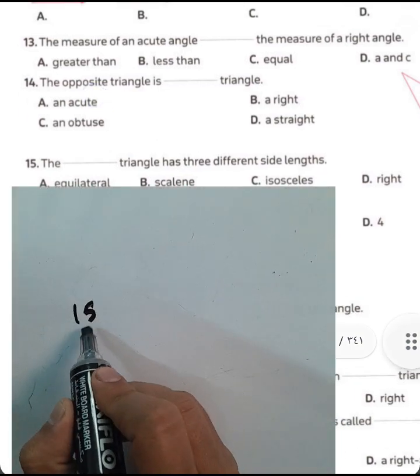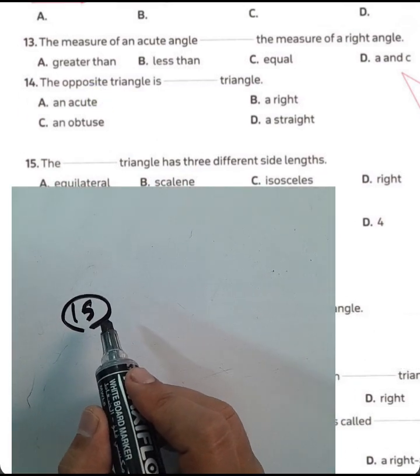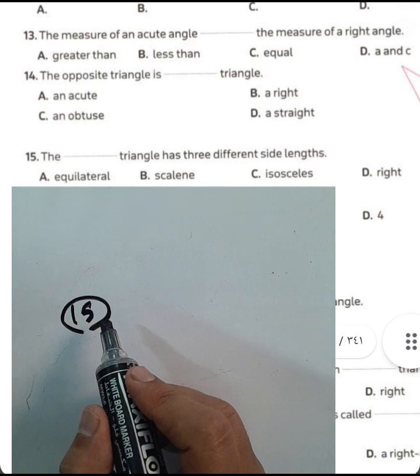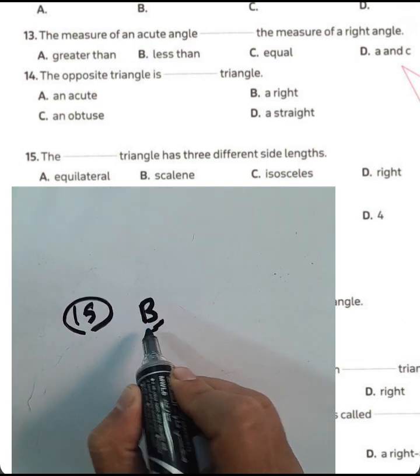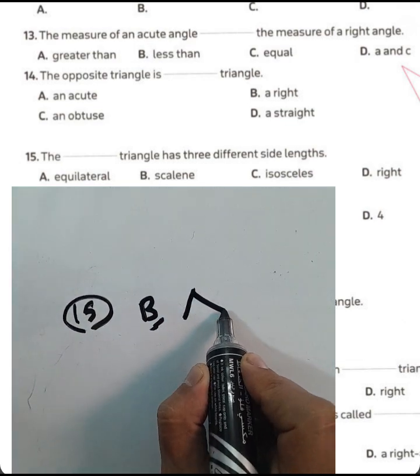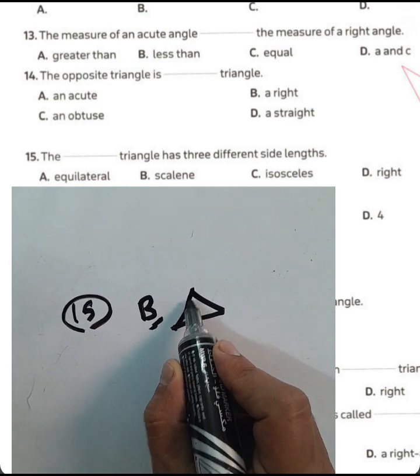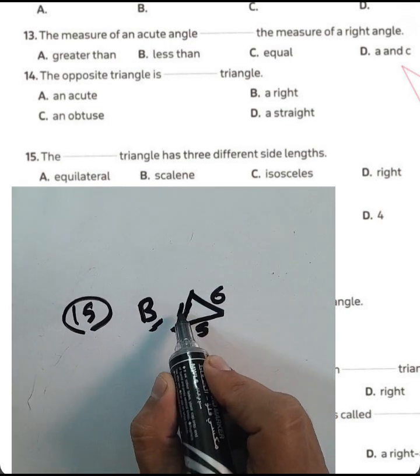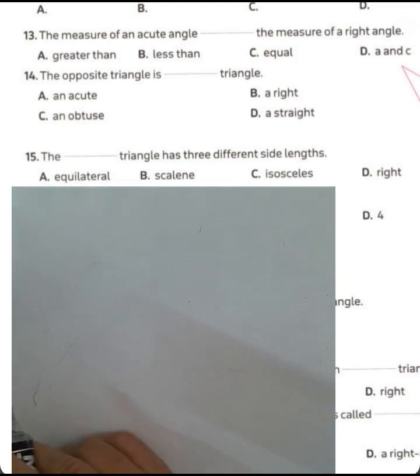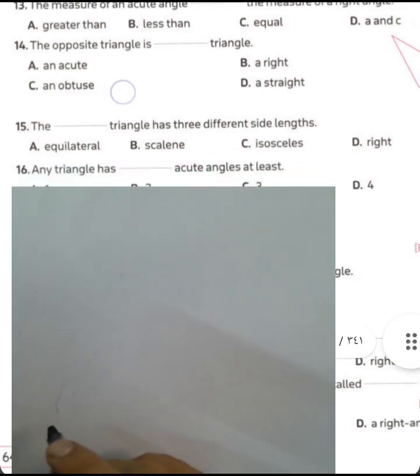Question 15. The space triangle has three different sides. We call it scalene. Choose letter B. Scalene. We have three sides here, not equal, such as 6, 5, and 4. Choose letter B. We call it a scalene triangle. It has three different side lengths.